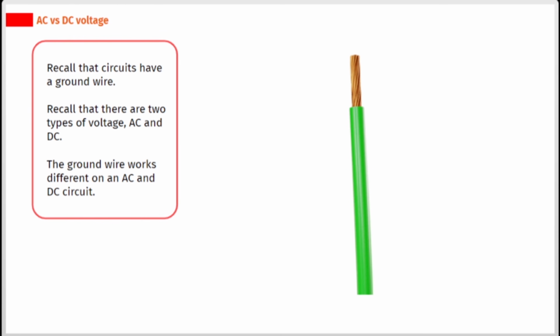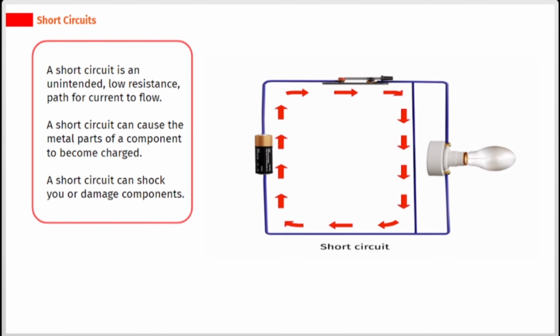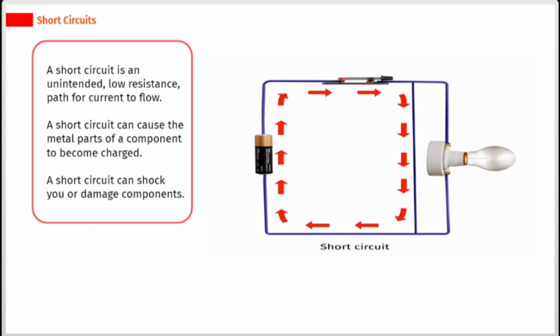Recall that circuits have a ground wire. Recall that there are two types of voltage, AC and DC. The ground wire works differently on an AC and DC circuit.